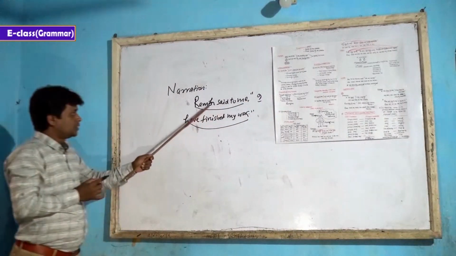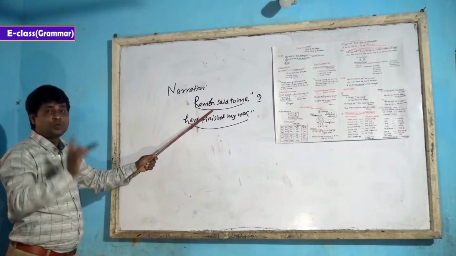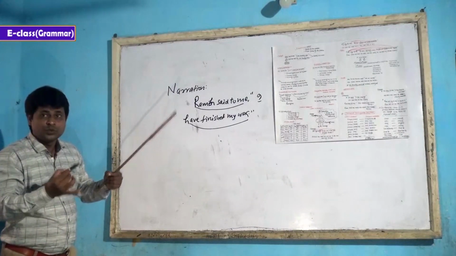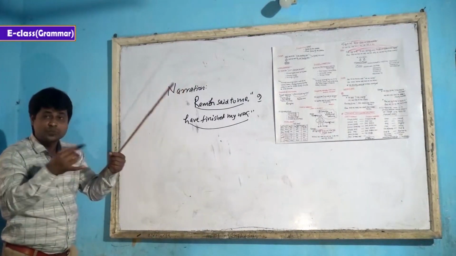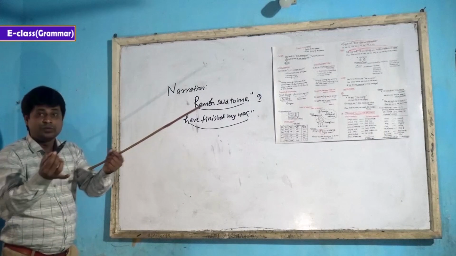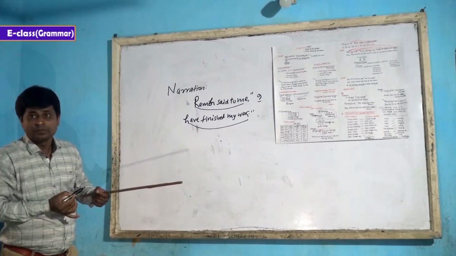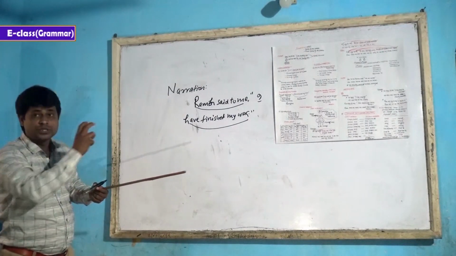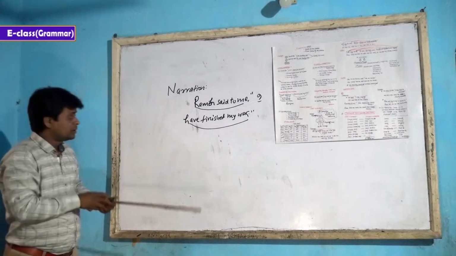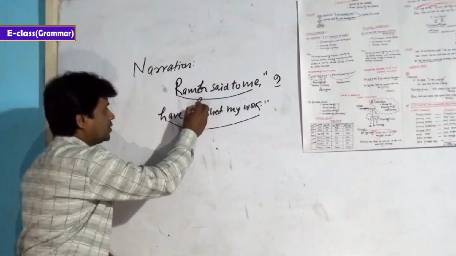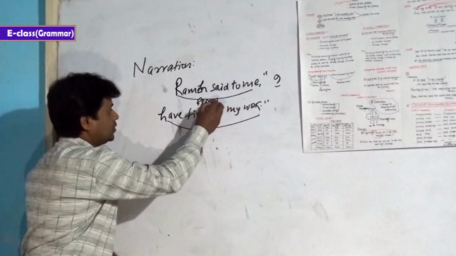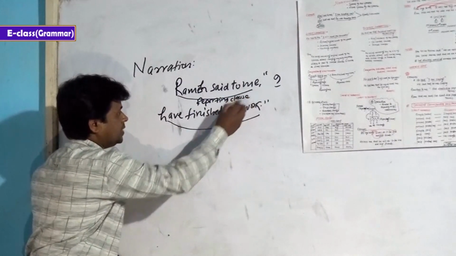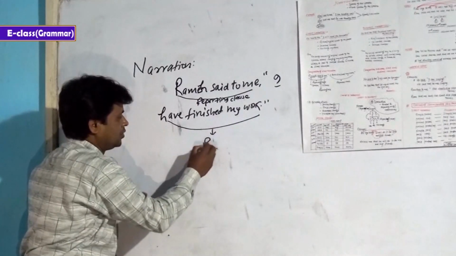There are two clauses. This one is called reporting clause. This is the backbone of narration. If you don't know what is reporting clause, what is reported clause, you will fail to understand later on. Therefore, I would like to request you to have your full concentration over here, please. This is reporting clause. Whereas, this is called reported clause.